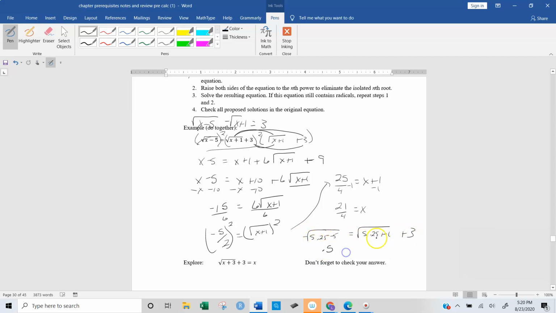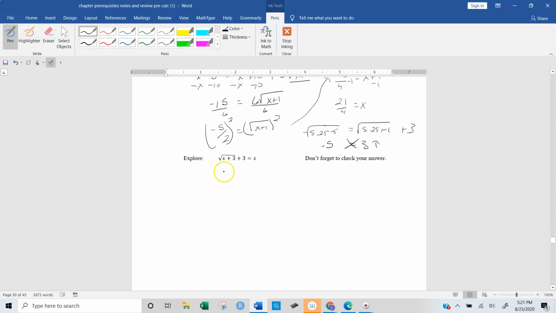There is no way 1/2 is going to equal 3 plus something. So this is larger than 3, right? Not possible. So there are no solutions to this. All right, try yours. Let's see if yours works out better.